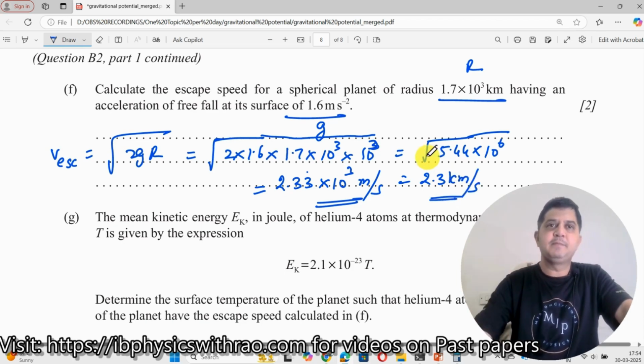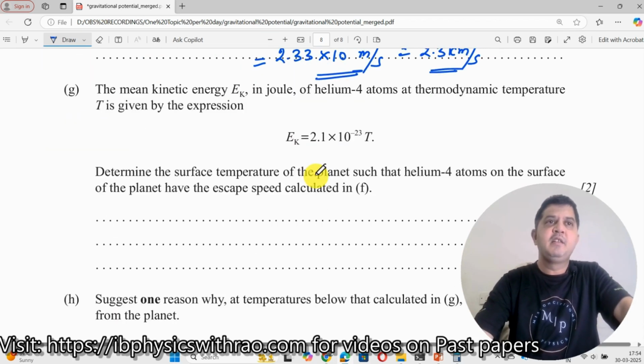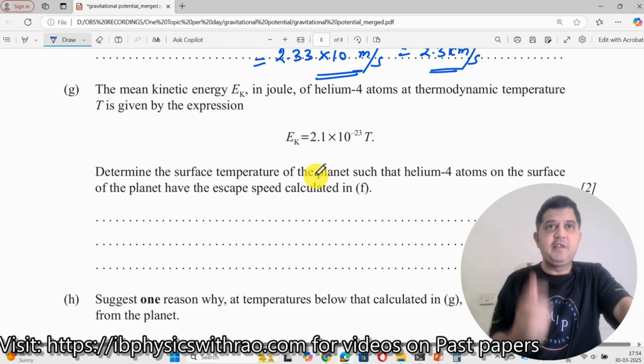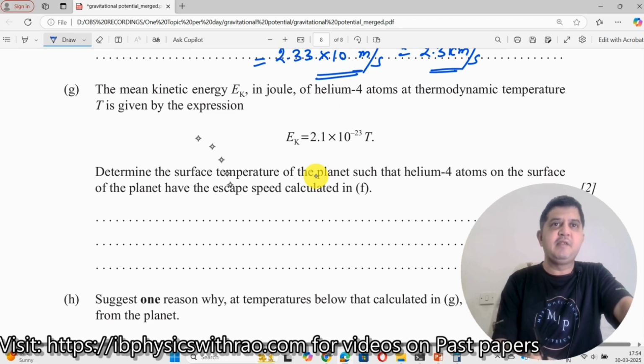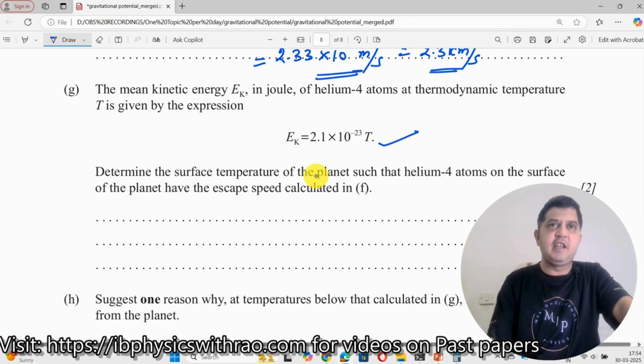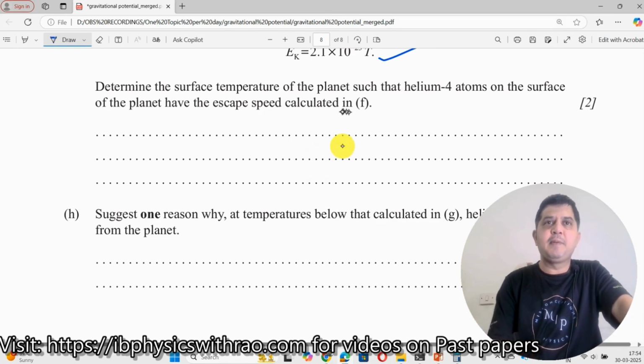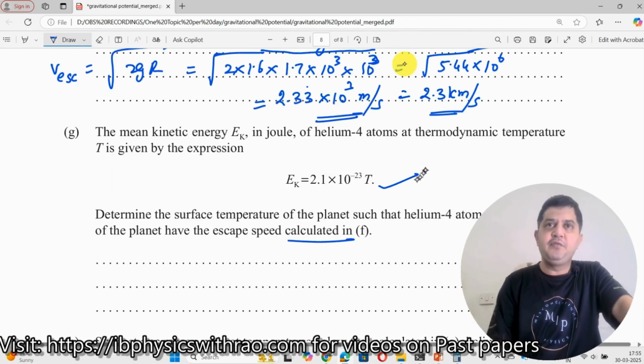2.3 kilometers. Next. The mean kinetic energy in joules of helium-4 atoms at thermodynamic temperature is given by so much. This is your kinetic energy. Determine the surface temperature of the planet such that the helium-4 atoms on the surface of the planet have an escape speed calculated in F. So, if the escape speed of the helium atoms is given like this, what is the temperature of the helium atom? This has been asked.